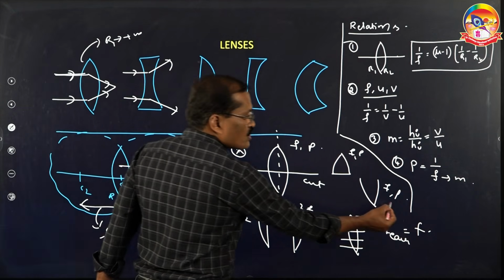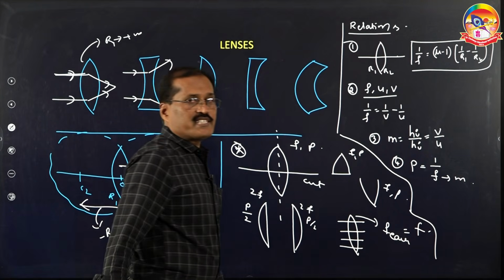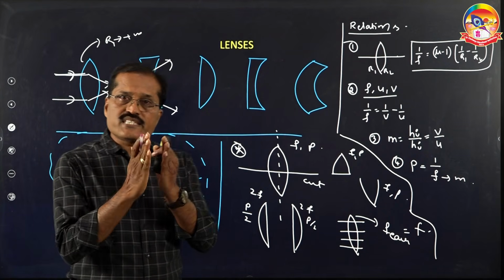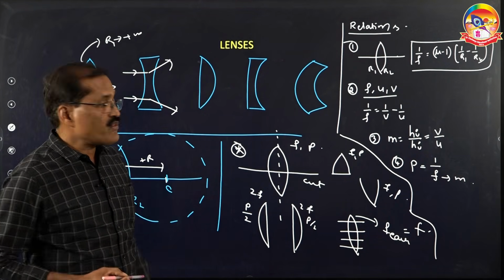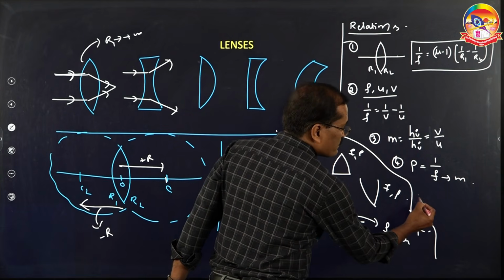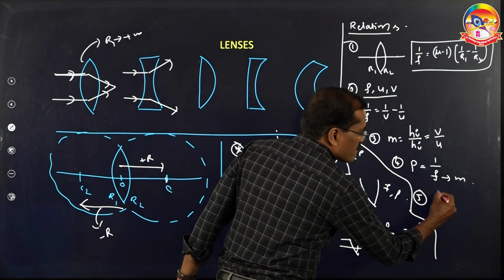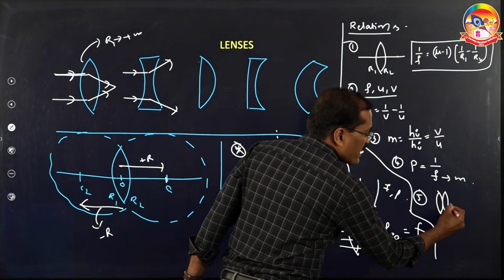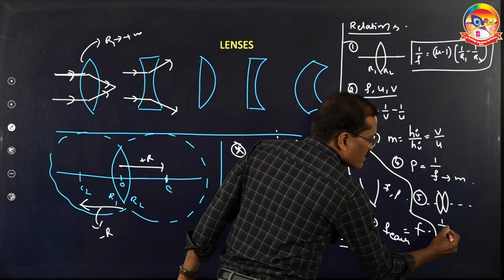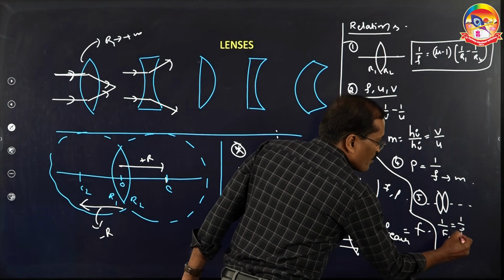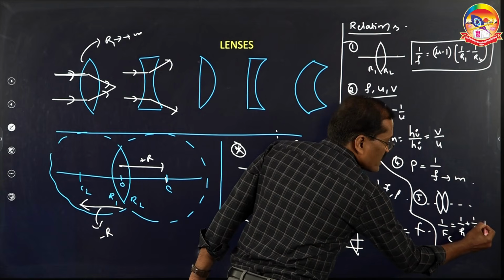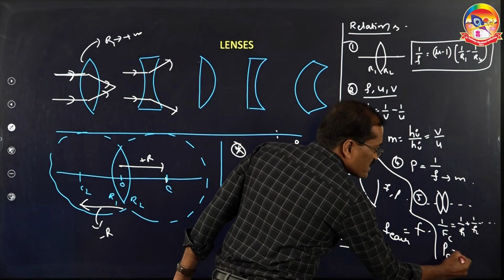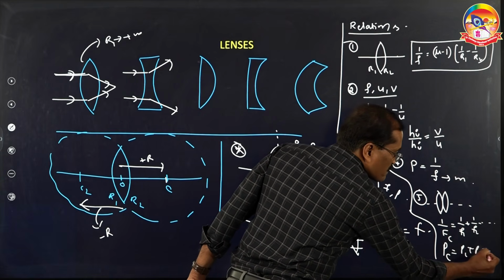Is it clear? So, the next one is combination of the lenses. If two lenses, three lenses are kept in contact, what will be the combined focal length here? If two lenses, three lenses are kept like this, 1 by combined focal length is equal to 1 by f1 plus 1 by f2 and so on. Power of the combination is equal to P1 plus P2 plus P3.